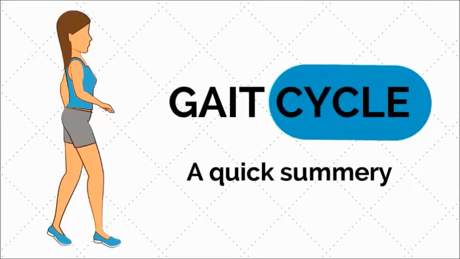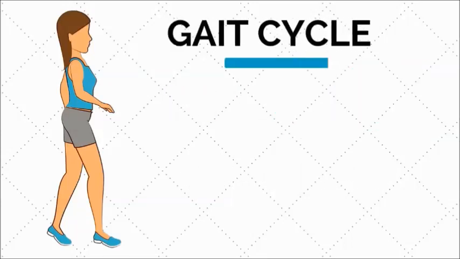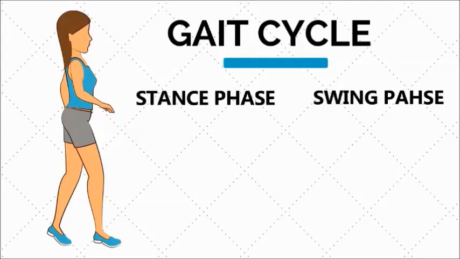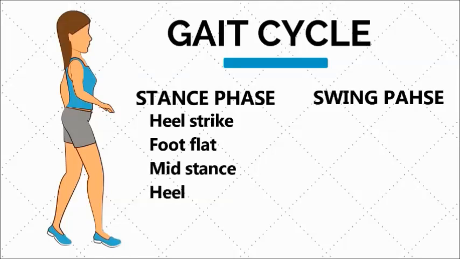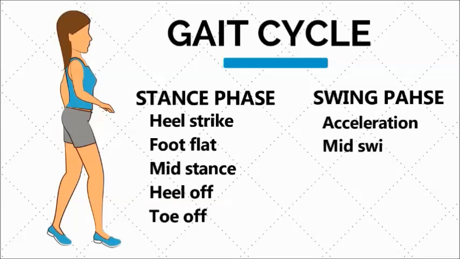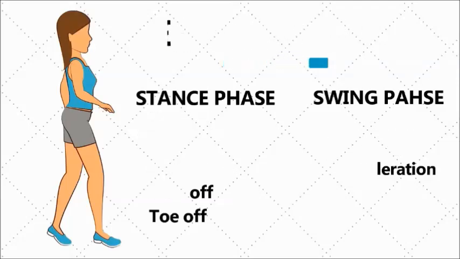Before we proceed, let us have a quick summary of the phases of the gait cycle. We can broadly classify gait cycle into two phases, stance phase and swing phase. The components of stance phase are heel strike, foot flat, mid stance, heel off, toe off. The components of swing phase are acceleration, mid swing, deceleration. So this was the summary.